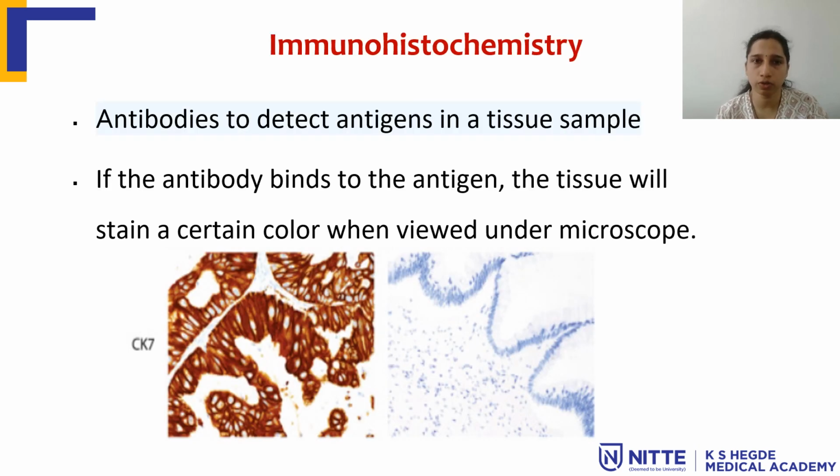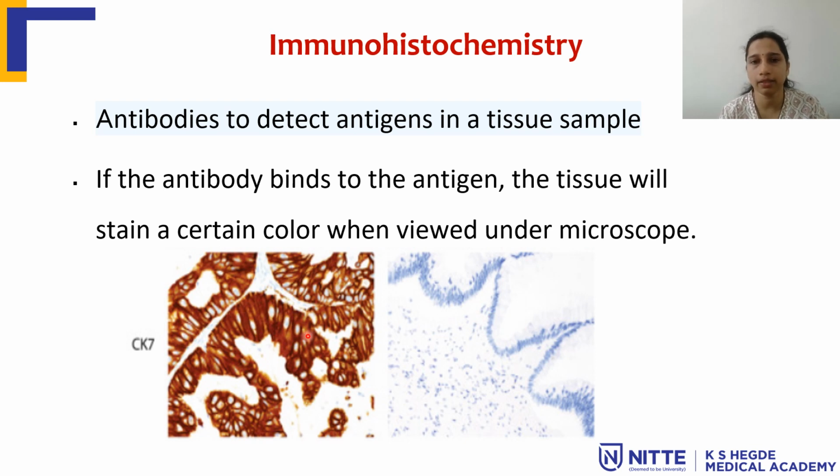So what is immunohistochemistry? The basic principle here is we use antibodies to detect antigen which is there in the tissue sample. If the antibody used in a reagent binds to the antigen in the tissue sample, the tissue will stain a certain color, which can be viewed under the microscope. For example, in this picture, this is a CK7 marker, which is an ovarian cancer marker, an epithelial tumor origin marker. So here this is a primary ovarian epithelial cancer and it is not some other tumor.